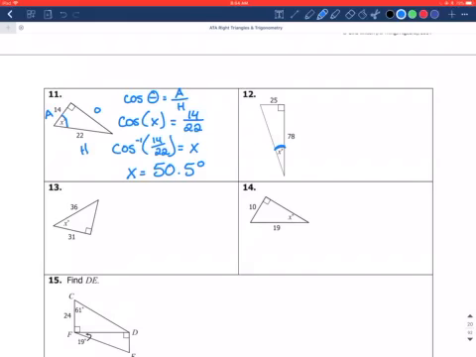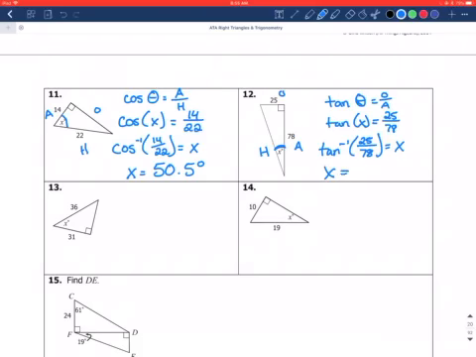All right, for number 12, there's our reference angle. So hypotenuse, adjacent, and opposite. In this case, we have opposite and adjacent, so that will be tangent. Tangent of x degrees equals 25 over 78. So we'll do inverse tangent. The inverse tangent of 25 over 78 will give us our angle, which will be 17.8 degrees.